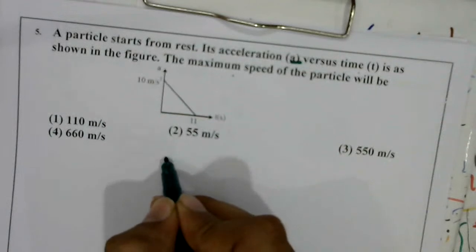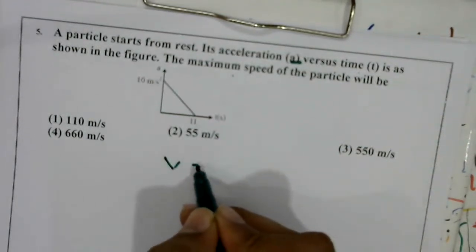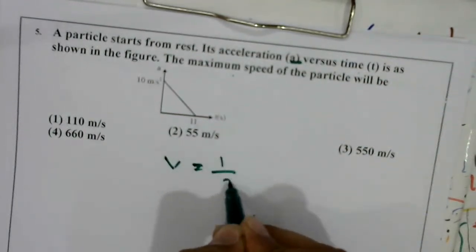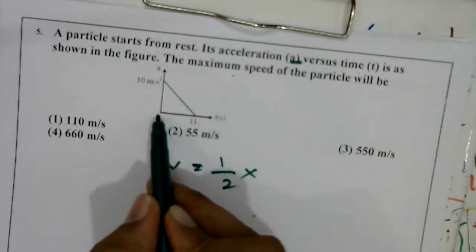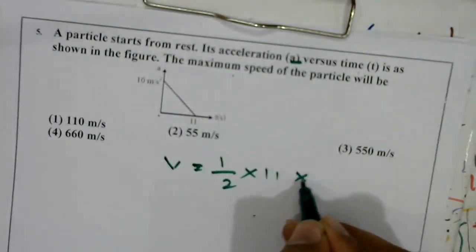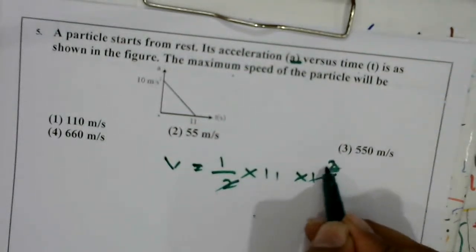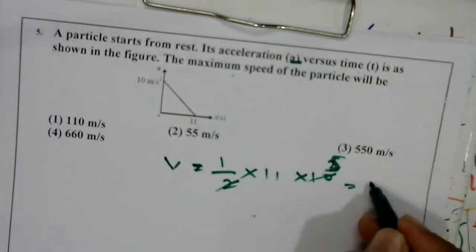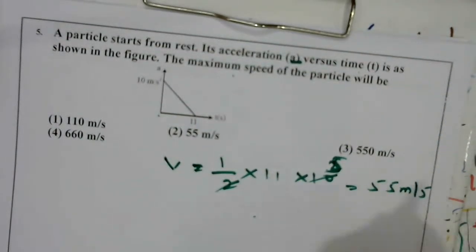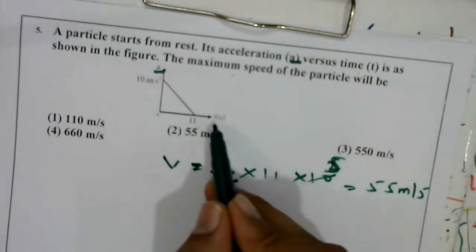Now for the maximum speed, let's calculate the maximum area under the a-t graph. One by two into base 11, height is 10. So it is 55 meter per second. Here it is acceleration and here it is time.